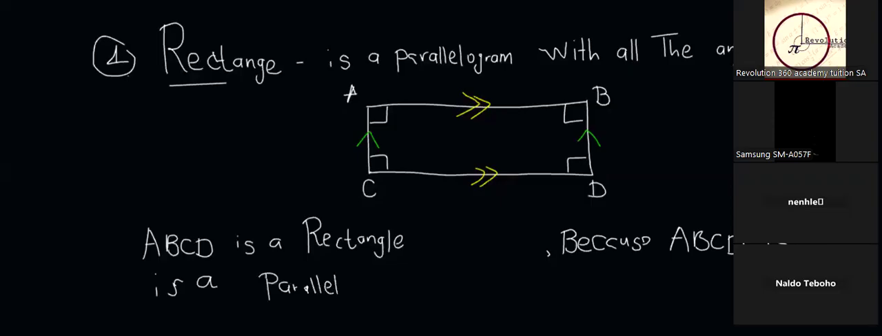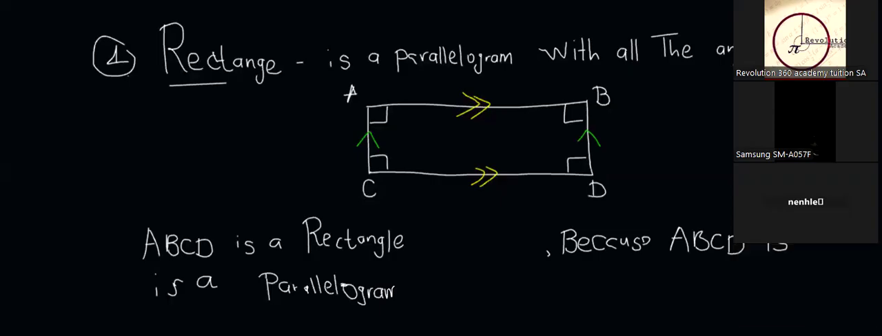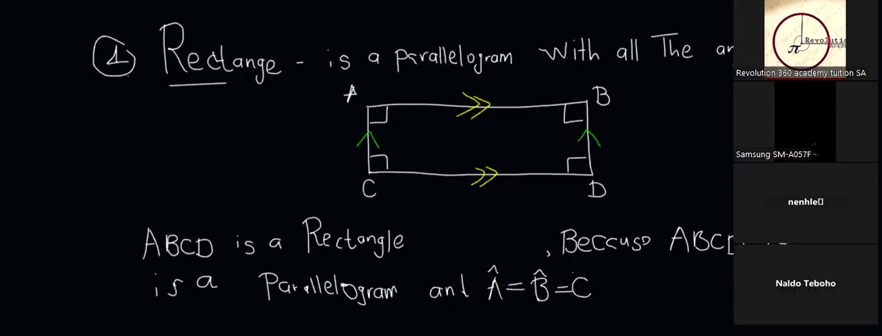The parallelogram and angle A equals angle B, equals angle C, equals angle D. Which in this case, they're all equal to what? 90 degrees. That's all we are saying. It's a rectangle. Any question?